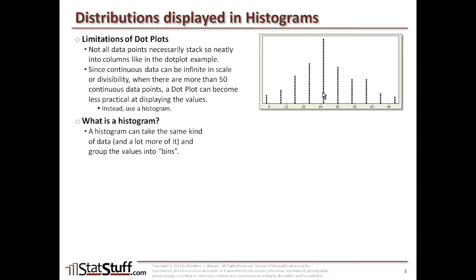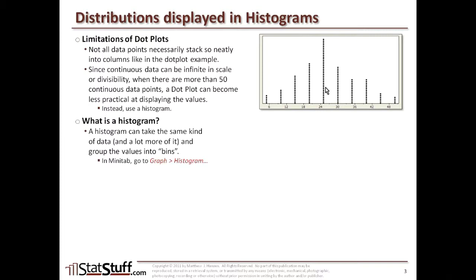A histogram is a way that you can represent the same kind of data and a whole lot more of the data, but it groups the data into bins instead of into unique values, showing each of those unique values as a separate dot like in the dot plot itself. So by stacking into bins using percentages within each of those bins, it comes to a shape that's a better representation when you have a whole lot of data to work with.